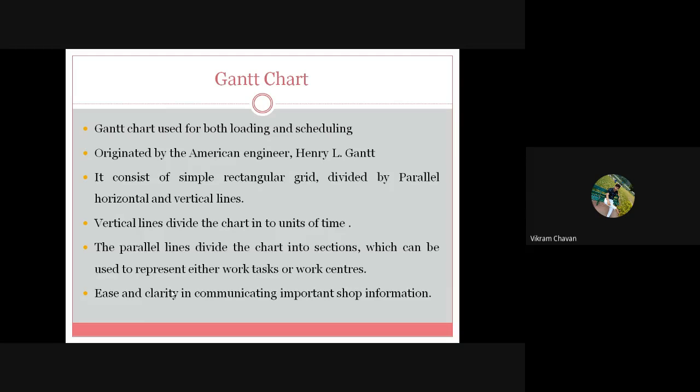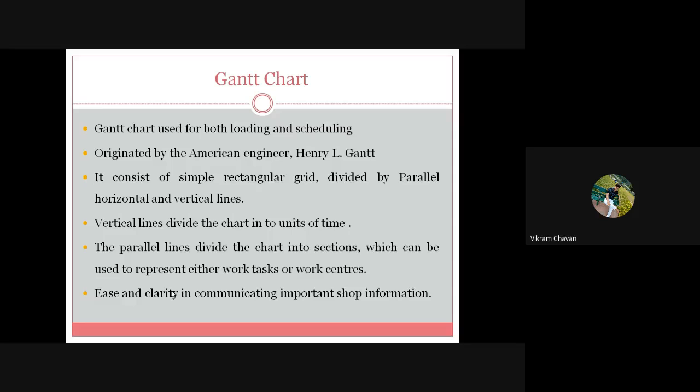Now this time period could be in days, in months, or in years. Okay, depends on the requirement. Okay, and the parallel lines will divide, or will provide the sections. Okay, so this will represent either the work task or the work center. Okay, so parallel lines divide the chart, showing the different kinds of work centers or the work task.